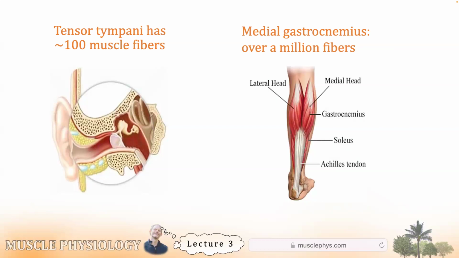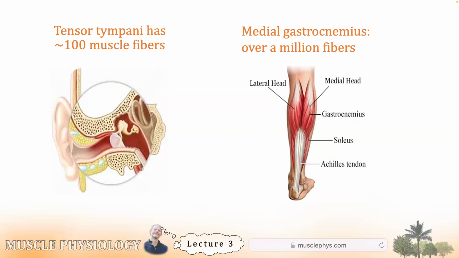That's all it needs. By comparison, there's the gastrocnemius. Gastrocnemius, like gastro, of the leg, like the stomach of the leg. It's Greek, right? Gaster is like a belly, and cnemius means leg. So it's the stomach of the leg.